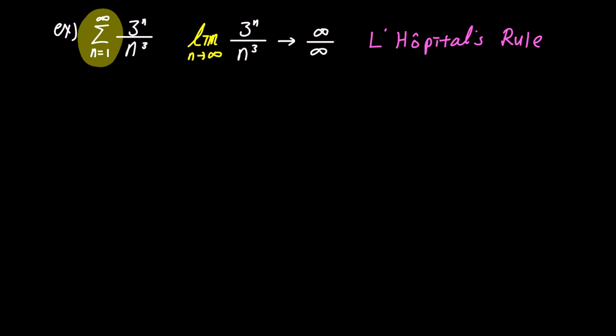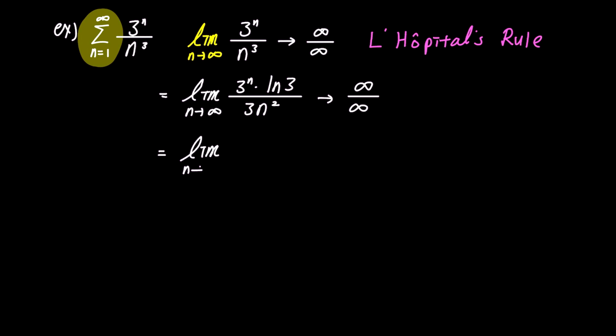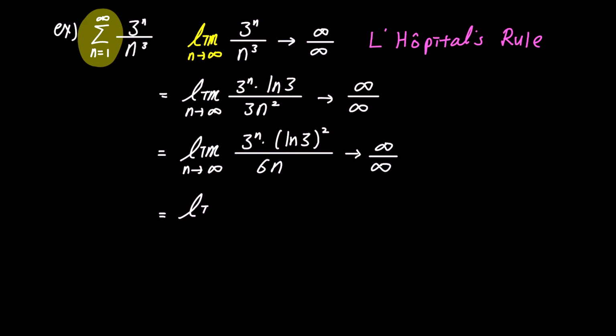Using L'Hopital's rule, by differentiating the numerator and denominator, we get the limit of 3^n times ln 3 over 3n^2. Again, as n approaches infinity, this expression evaluates to infinity over infinity, allowing us to apply L'Hopital's rule once more. This leads to the limit of 3^n times (ln 3)^2 over 6n. And once again, as n goes to infinity, the result is infinity over infinity, prompting another application of L'Hopital's rule.